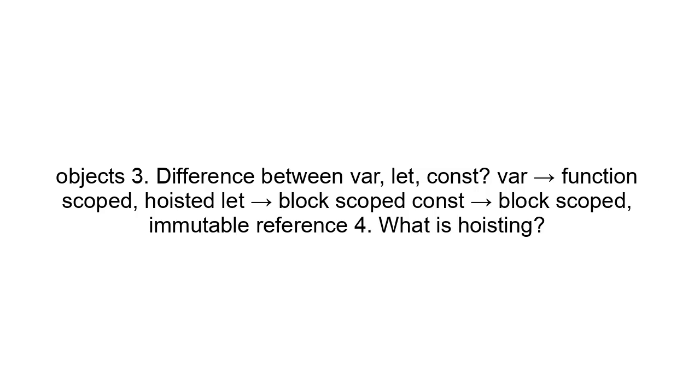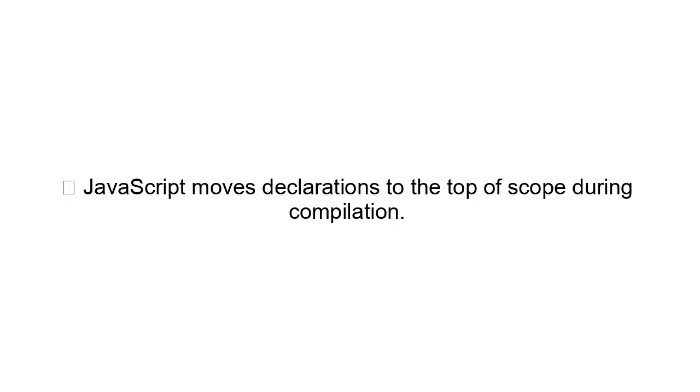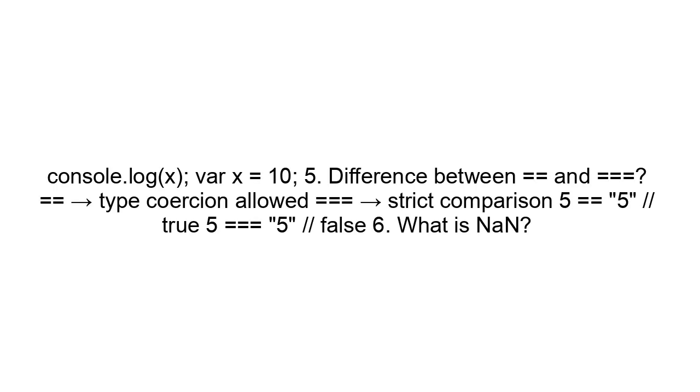3. Difference between var, let, const. Var is function scoped, hoisted. Let is block scoped. Const is block scoped, immutable reference. 4. What is hoisting? JavaScript moves declarations to the top of scope during compilation. Example: console.log(x); var x = 10.